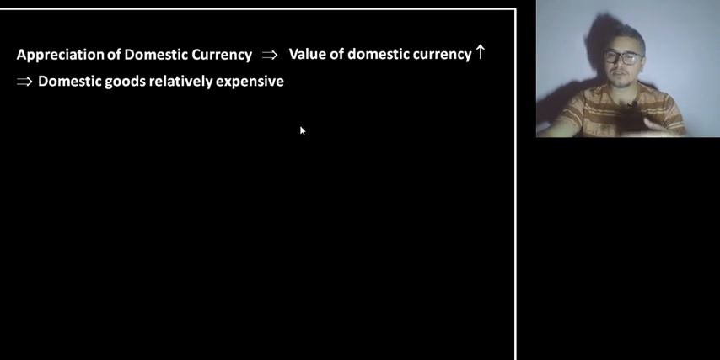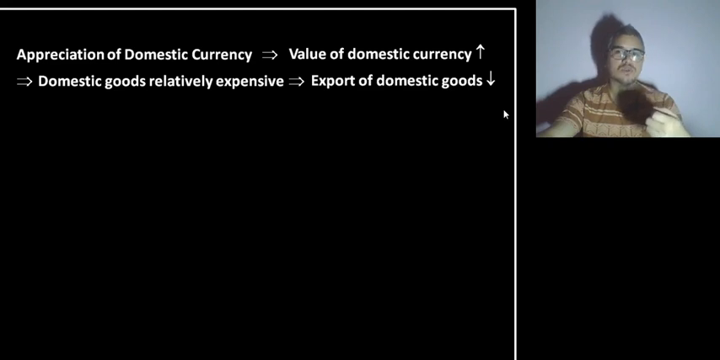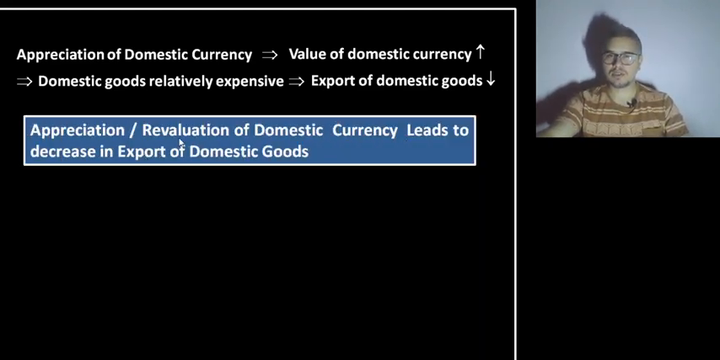So what happened here is that the price has grown relatively, the tea has become relatively expensive. As a result, foreigners will purchase less tea from India, so the export of domestic goods will fall. We can conclude from here that whenever there is appreciation or revaluation of domestic currency, it will lead to a decrease in export of domestic goods.